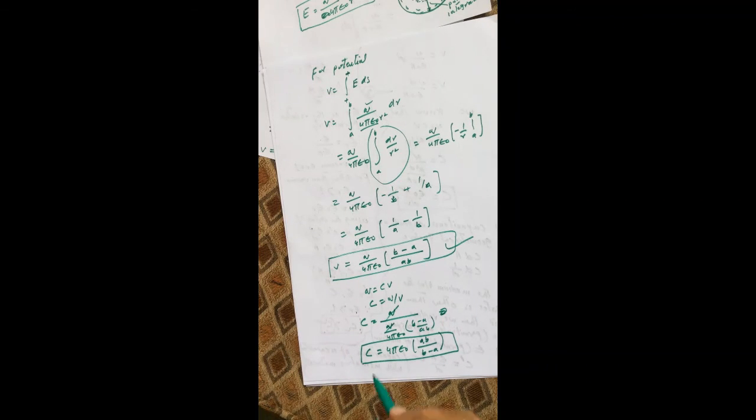Here again the capacitance depends on the geometrical factor, like the capacitance depends on the radii A and B, the radius of the inner sphere and also the radius of the outer sphere. So this is the capacitance of a spherical capacitor.